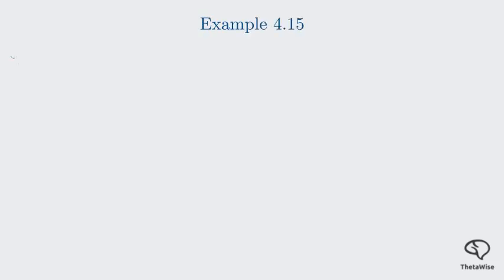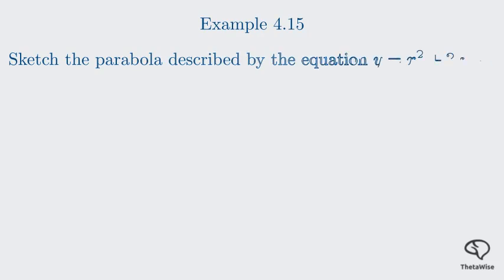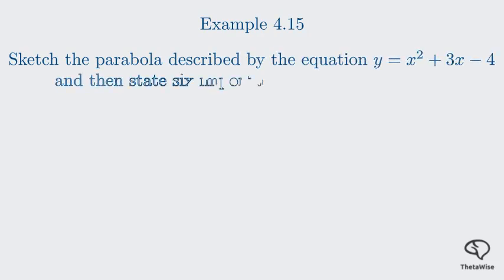Our example is as follows. Sketch the parabola described by the equation y equals x squared plus 3x minus 4, and then state 6 important features of the graph. To sketch this graph, we must find the critical values by following our 6 steps.